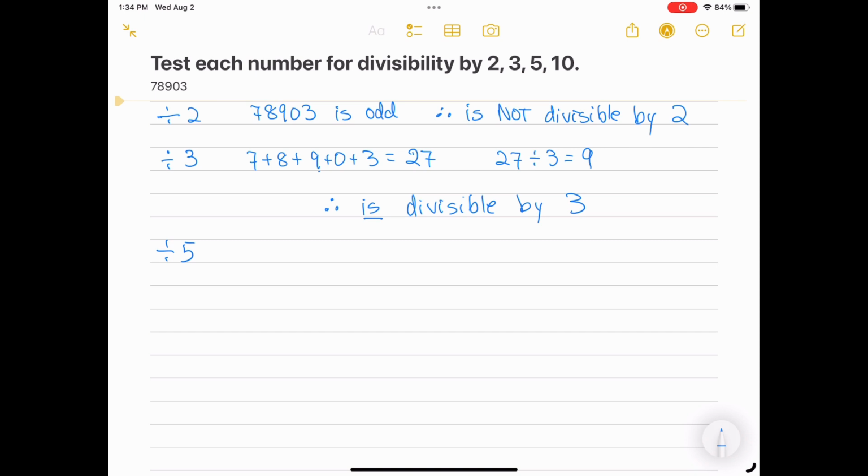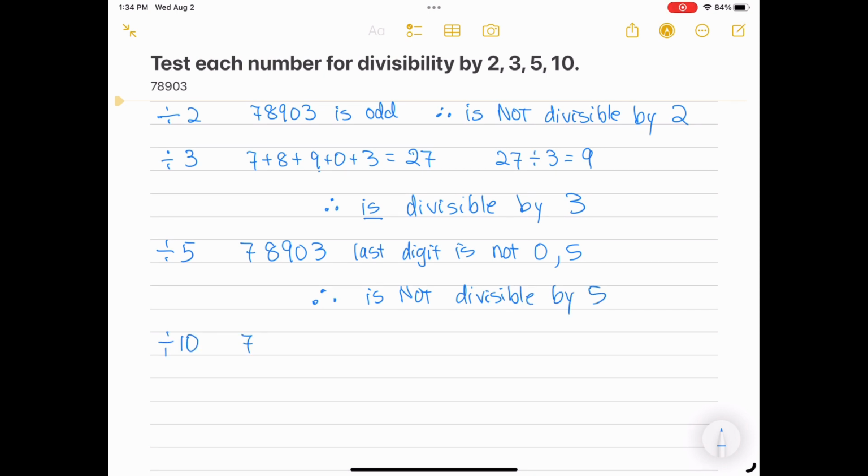And now we test if 78,903 is divisible by 5. And since its last digit is not 5 or 0, it is not divisible by 5. Is 78,903 divisible by 10? We look at the last digit. If it is not 0, it is not divisible by 10. And in this case, 78,903 does not end in a 0, therefore it is not divisible by 10.